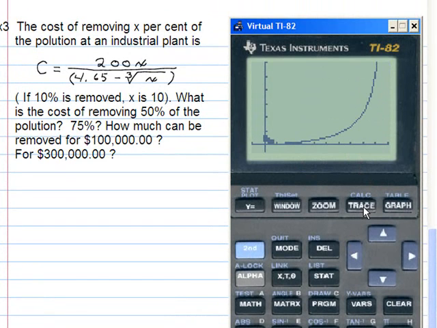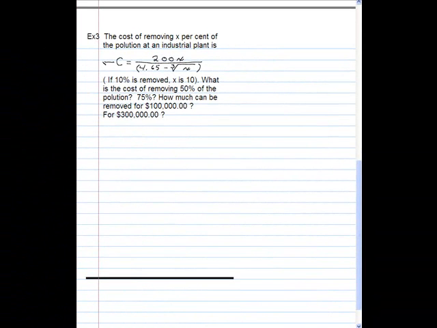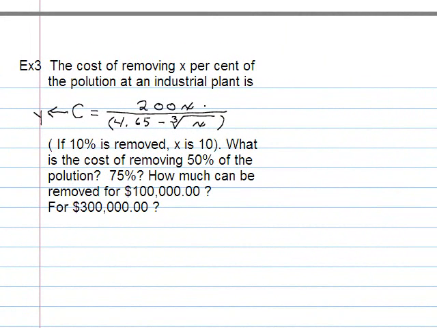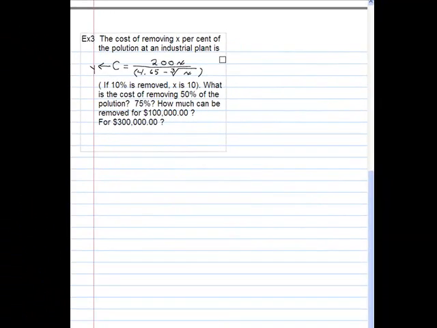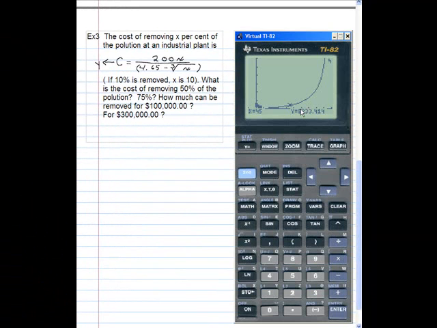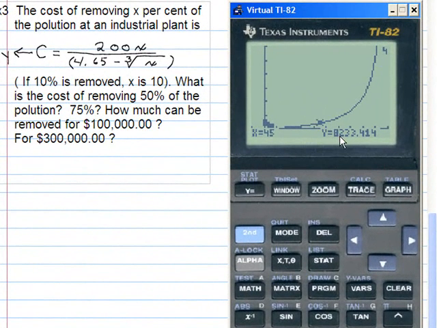Okay, we need to trace it, so I'll hit the tracer. There we go. And right now we're removing 45%, and it's costing us $8,233. Remember, C, the cost, is Y. And the percent removed, well, it's already X. I don't have to change that. Only had to change the C. So what we're saying over here, Y is the cost. Y is $8,000 to remove 45%.